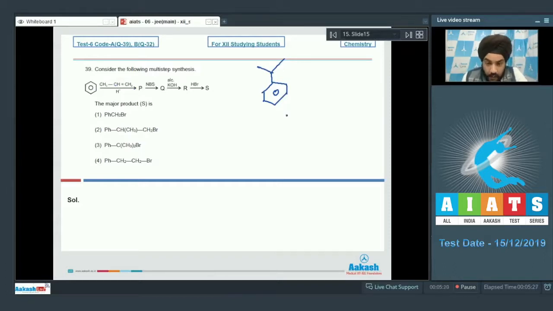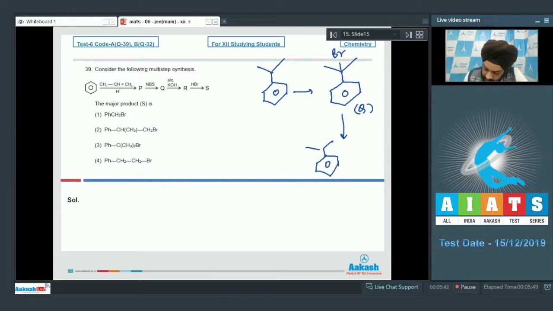Okay. This is now allowed to react with NBS. So NBS will cause benzylic substitution. So there will be benzylic bromination now. Okay. So this is the compound Q which was formed. Okay. Now it is allowed to react with alcoholic KOH. So alcoholic KOH is going to lead to the elimination, and it is going to lead to formation of this product, students.